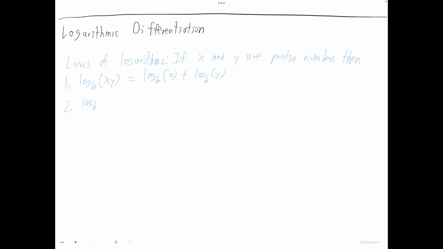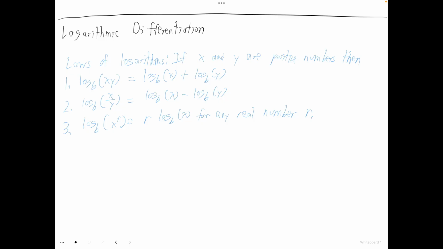Second, log base b of x divided by y equals log base b of x minus log base b of y. And third, log base b of x to the r equals r log base b of x for any real number r. And so these are our properties of logarithms.